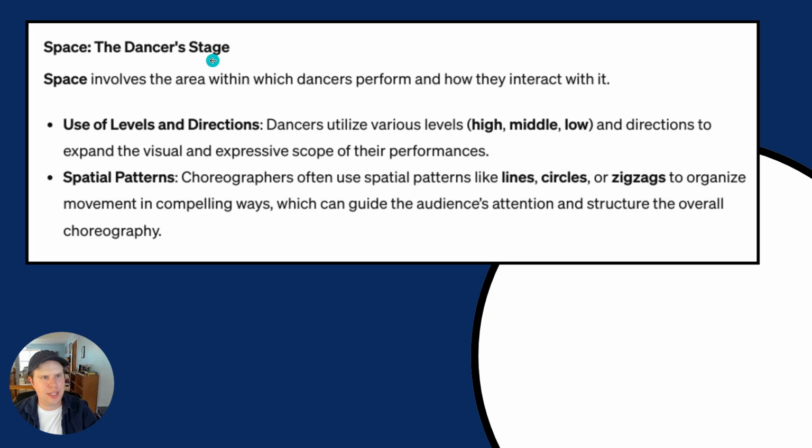Space is the dancer's stage. Space involves the area within which dancers perform and how they interact with it. The use of levels and directions is involved here. Dancers utilize various levels, high, middle, and low, and directions to expand the visual and expressive scope of their performances. Spatial patterns is where choreographers often use patterns like lines, circles, or zigzags to organize movement in compelling ways, which can guide the audience's attention and structure the overall choreography. So think of space as the area where dancers are actually doing the dancing and how that reflects on the dance as a whole.